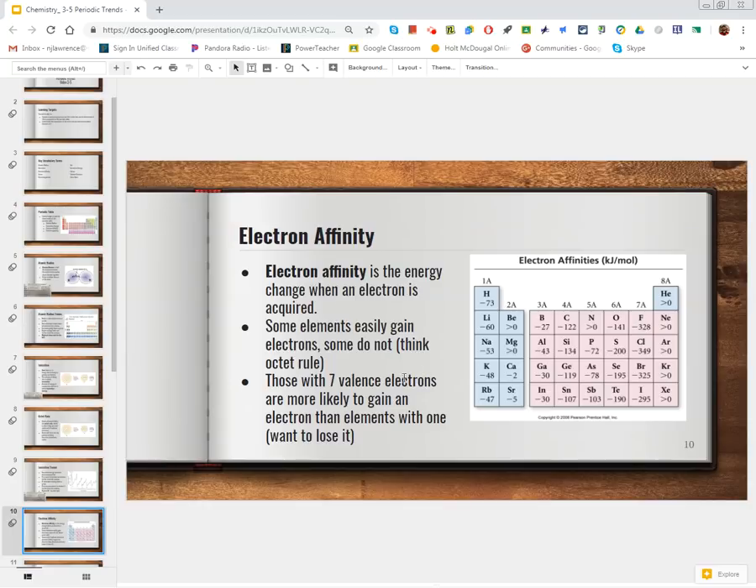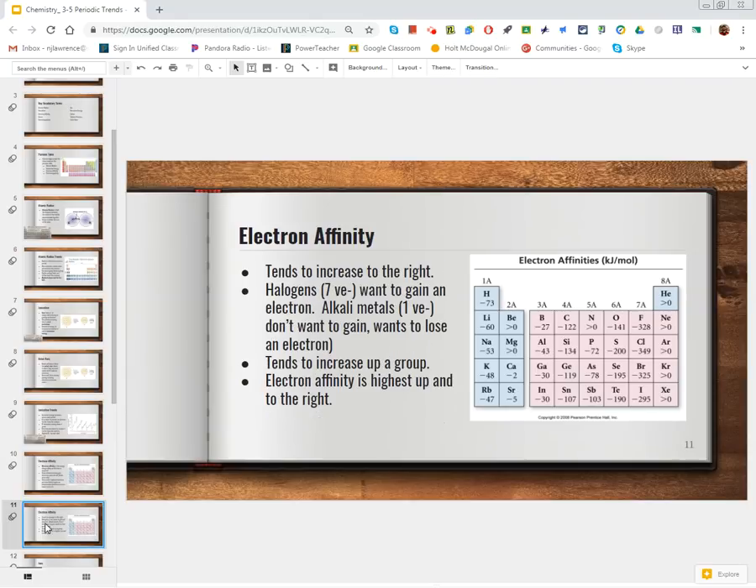So again, those with 7 valence electrons are more likely to gain electrons. So again, these guys will have a high electron affinity because they're going to want to steal one. Now, in a similar way, when we see the trend here, this trend also increases up and to the right. You will notice on the last slide, I'll give you an overview. But all the trends, ionization energy, electron affinity, and electronegativity, all increase up and to the right. Atomic radii is the only one that's opposite. Atomic radii will increase down and to the left. And you'll see that in the last slide.